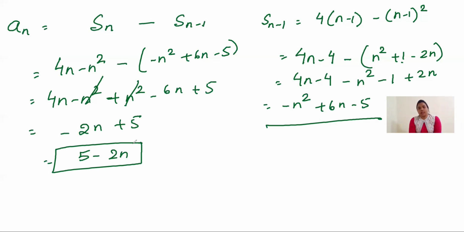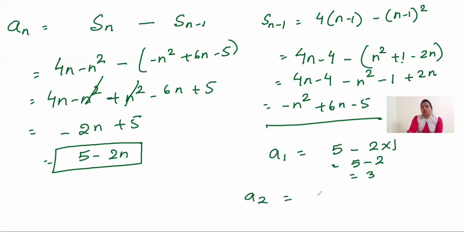If you want to check, you can check also. We got first term as 3. So let's check. A1 is equal to 5 minus 2 into 1. This is 5 minus 2. This is equal to 3. See, we are getting the same answers. A2, 5 minus 2 into 2, 5 minus 4, that is 1. See, we are getting the same answers. So this is the formula.